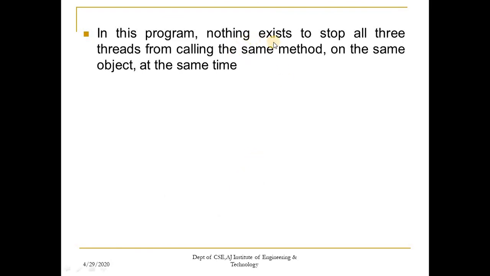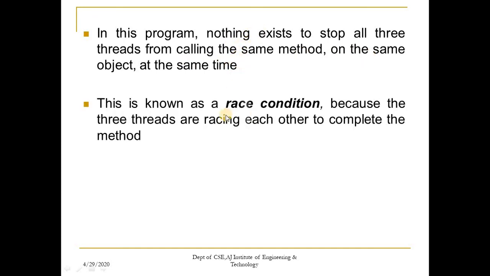So in this program nothing exists to stop all 3 threads from calling the same method on the same object at the same time. So all three threads are calling the same method on the same object at the same time. So there is nothing controlling that. This is known as race condition, because three threads are racing with each other to complete the method.